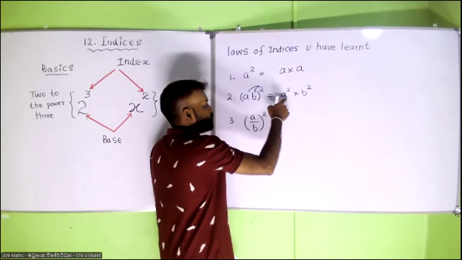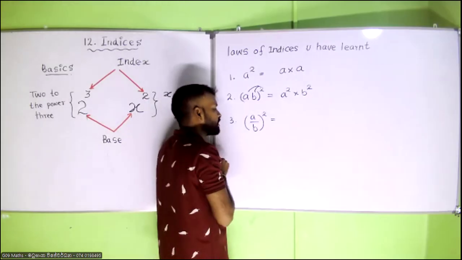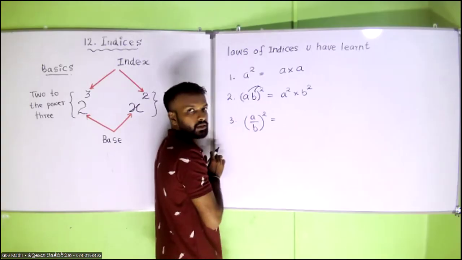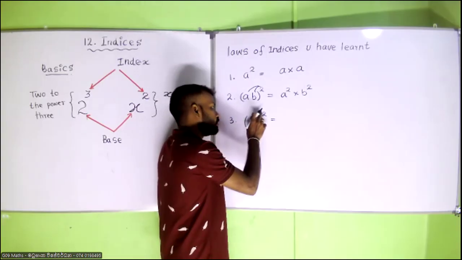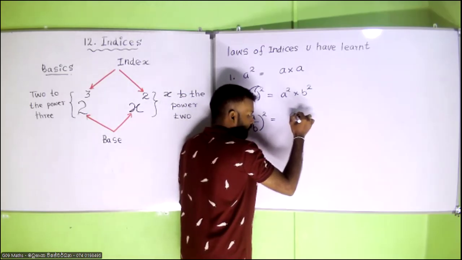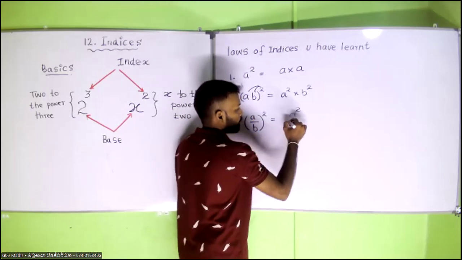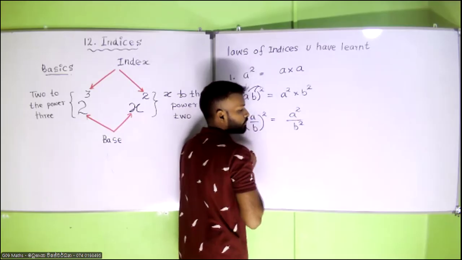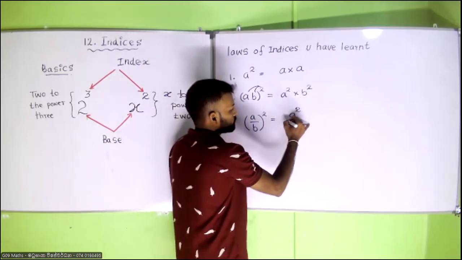Now, the vice versa thing can happen also. I will let you know later. Once again, third one, same thing. A divided by B. Here you have A multiplied by B. 2 is common. A divided by B, 2 is common for both A and B. Correct? So you can expand this: A to the power 2, B to the power 2.